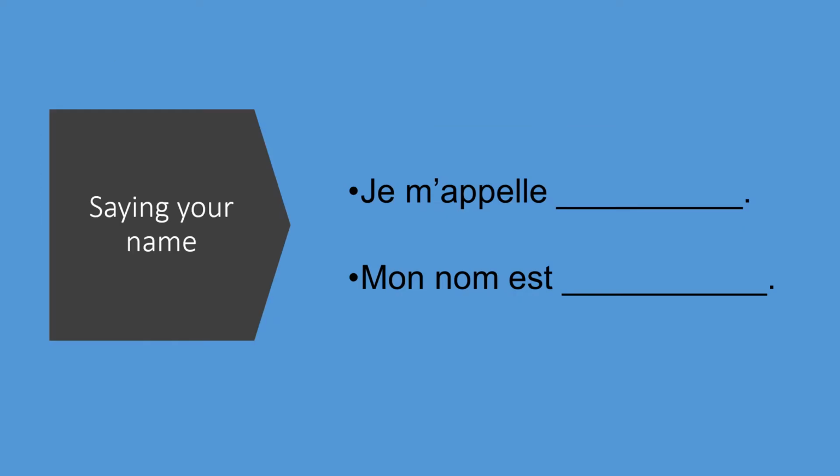So saying your name, je m'appelle, which we have done already, but now I'm giving you another way of saying the same thing, which is the literal translation of my name is. Mon nom est. The ON gives you the sound on. Mon nom est. Répétez après moi. Repeat after me. Mon nom est.